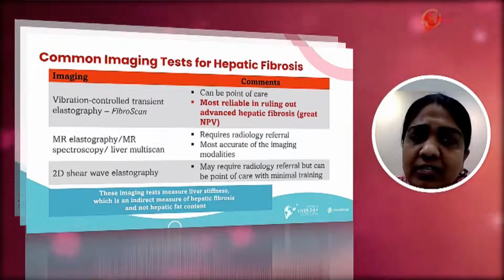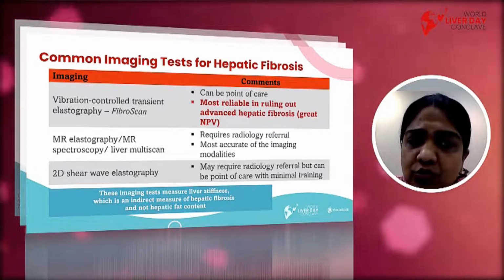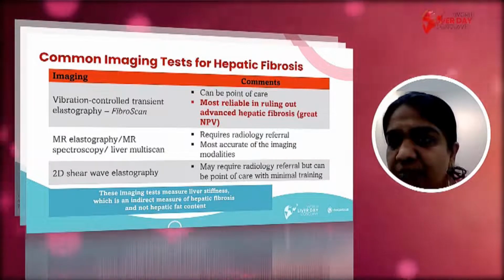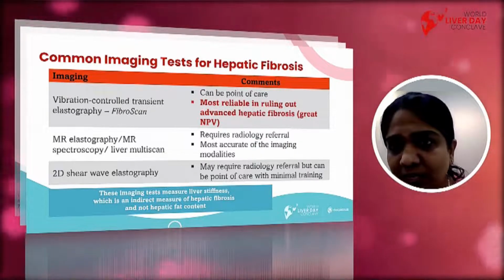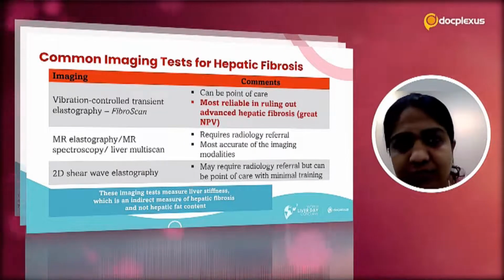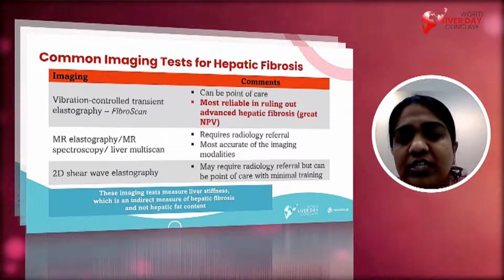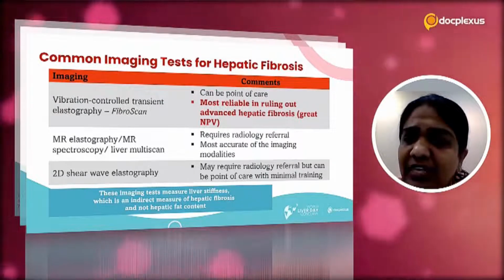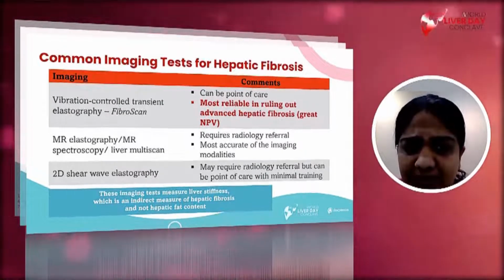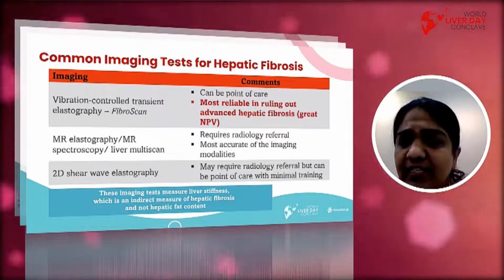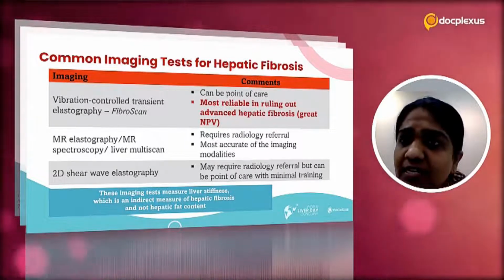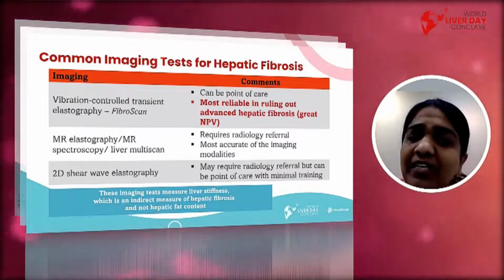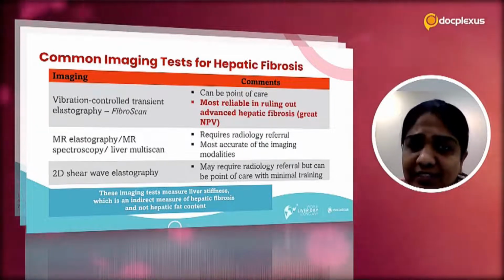There's something called MR elastography or MR spectroscopy. It is the most diagnostic, most accurate method of imaging. However, it requires radiological assistance as well, and cost also is an important factor. 2D shear wave elastography, again, requires the radiological reference but can be the point of care with minimal training. So these imaging tests can measure the liver stiffness, which is an indirect measure of hepatic fibrosis and not the hepatic fat content.